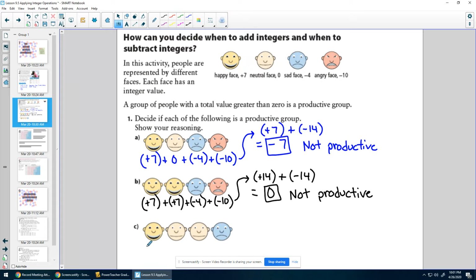Okay, so the solution for this one, we have happy face plus +7 plus neutral 0 plus 0 plus our sad face, which is -4. Group those together. 7 plus 0 plus 0. That's just +7, and we are going to add our -4. We have a positive and a negative. Which one's bigger? The positive is. What's the difference? That would be 3.